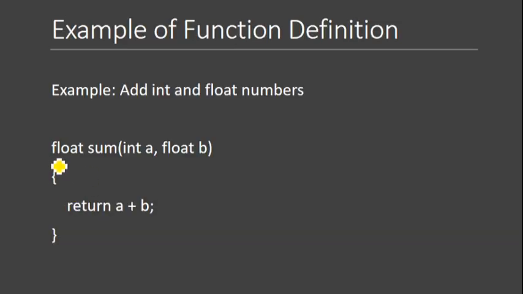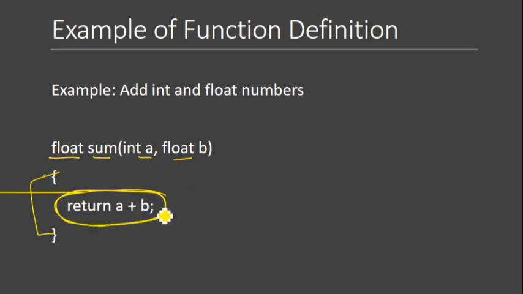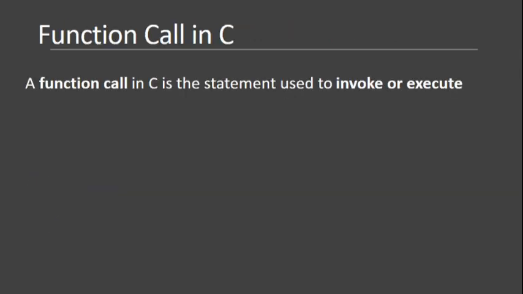Example of function definition. Look here. Here float is the function return data type, sum is the function name, and int a comma int b are the arguments or parameters. So this is the function body. What is the operation it has to perform here? Return a plus b. The values of a and b are added, and the result is sent back to the place from where you are calling it. Okay, now that I'll discuss in the program.